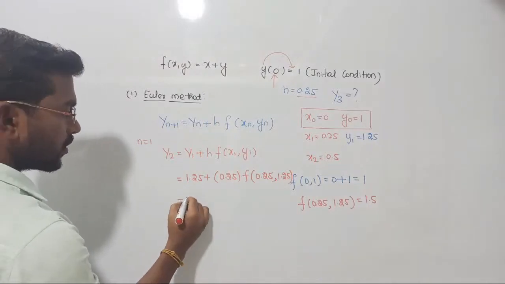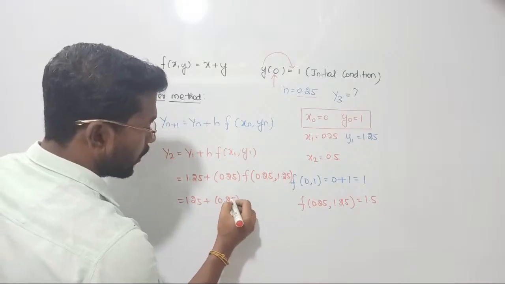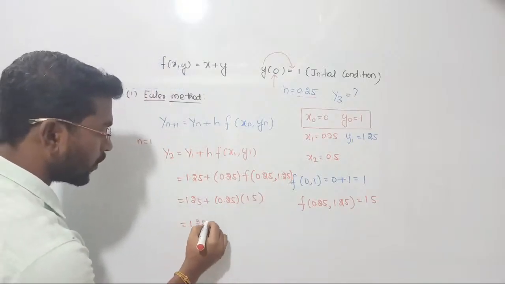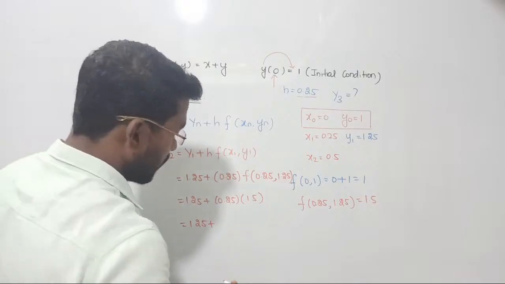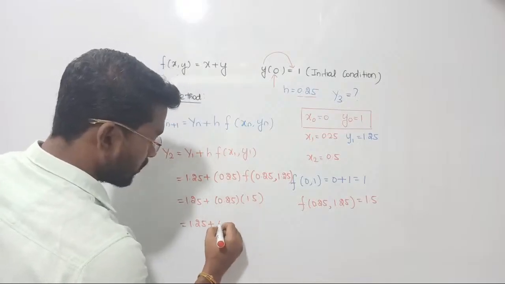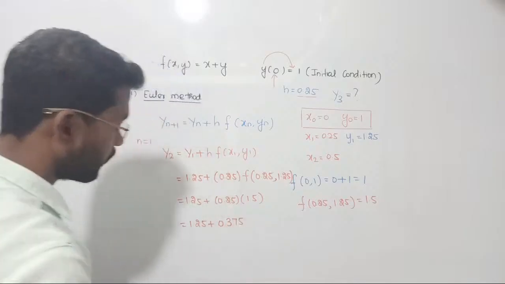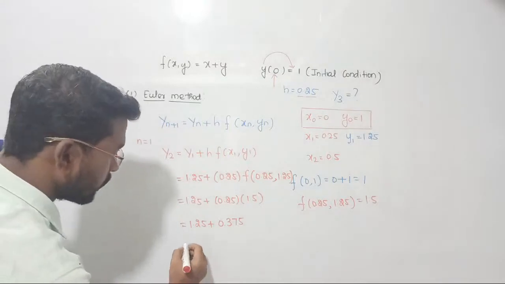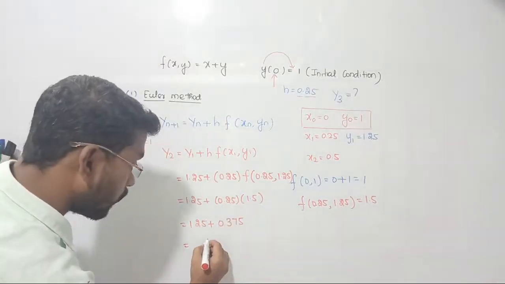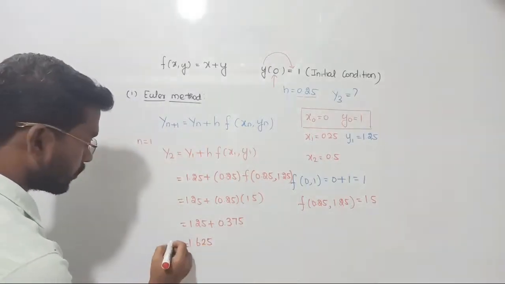Now let us substitute. So that is going to be 1.25 plus 0.25 into 1.5. Now what will be the answer? Let us reduce this one: 1.25 plus, if I multiply these two, 0.25 is actually 1 by 4, so it will be 0.375, right? Yes. If we add these two values, then what I will get is 1.625, right? So that is the value of y2.